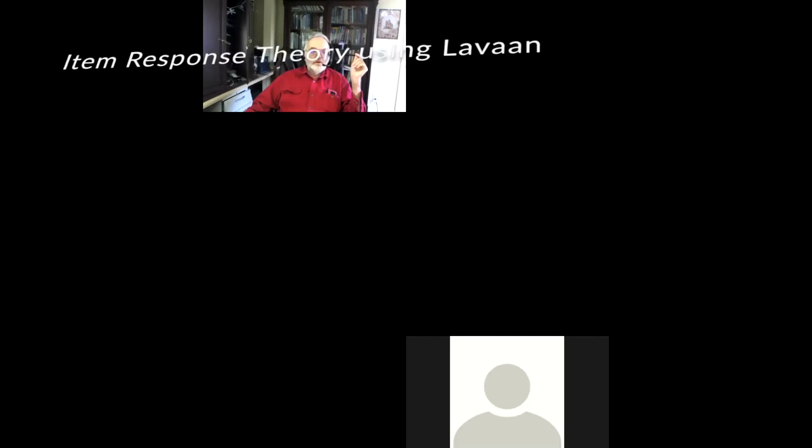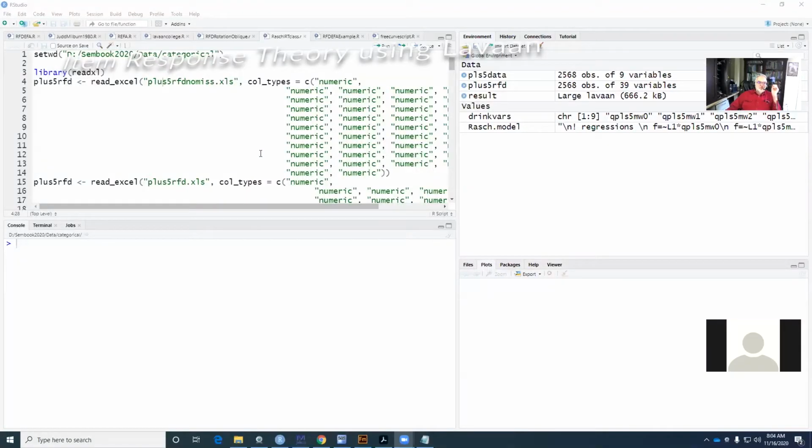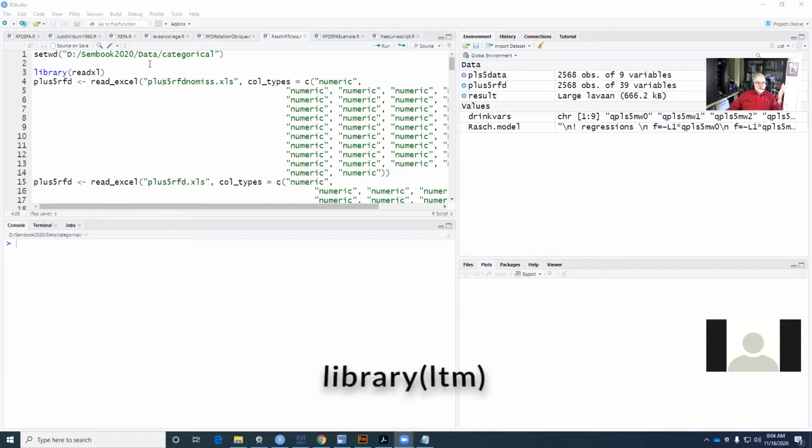So to play around with item response theory in lavaan, there are programs that are specifically geared for item response theory. And you'll get the same answers out.